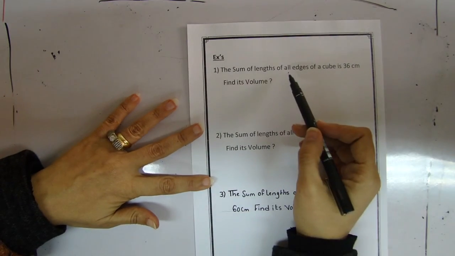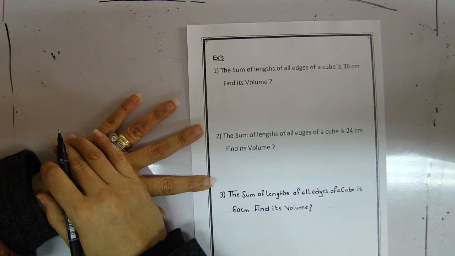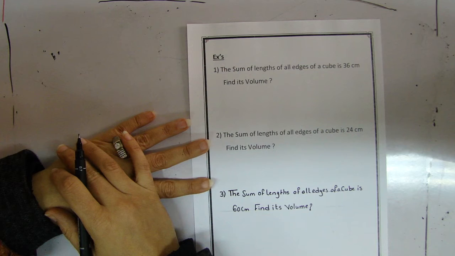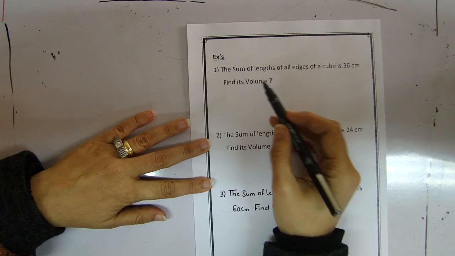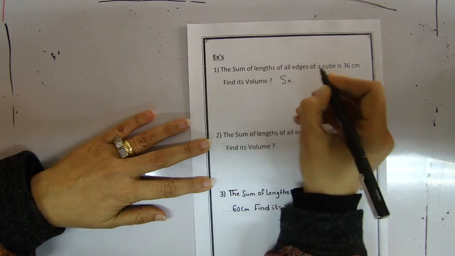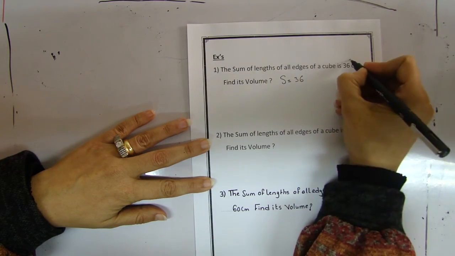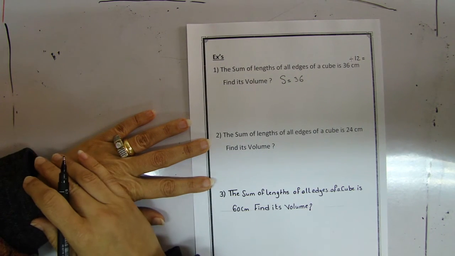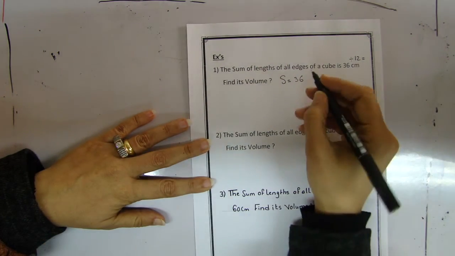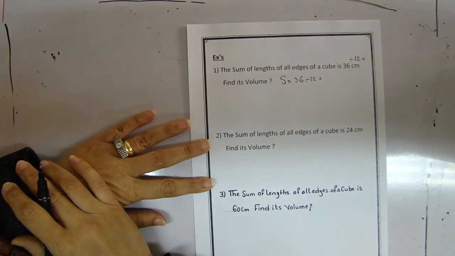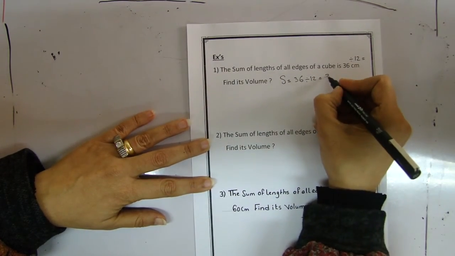The sum of lengths of all edges of a cube equals 36 centimeters. Find its volume. We know volume of cube equals side times side times side, but we have the sum of all edges of the cube. We want the side. Side equals 36 divided by 12. Why? Because a cube has 12 edges. Then to get each side we divide 36 by 12. 36 divided by 12 equals 3 centimeters.